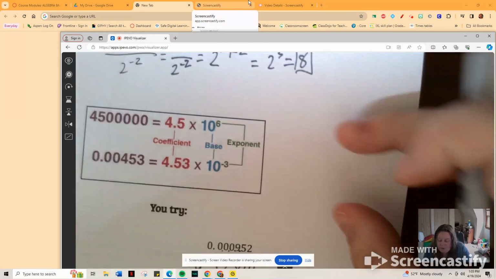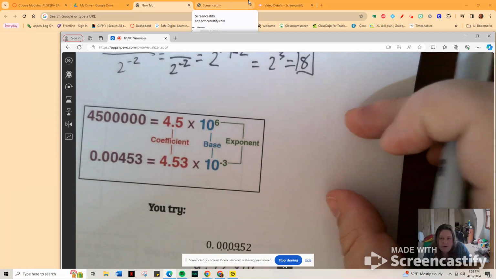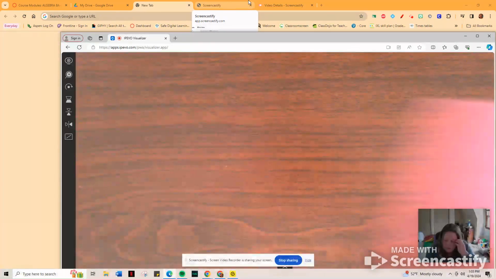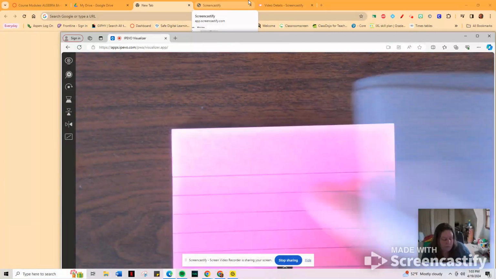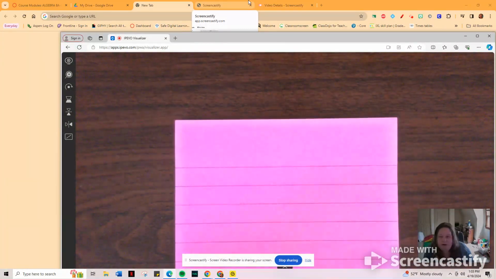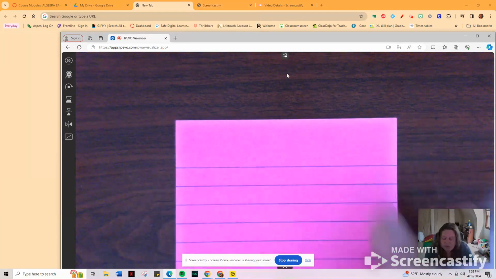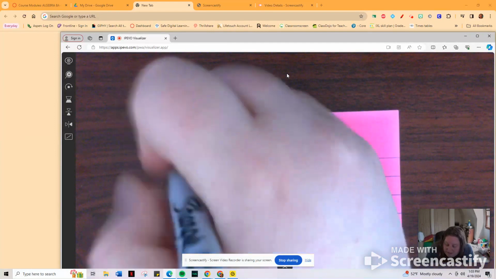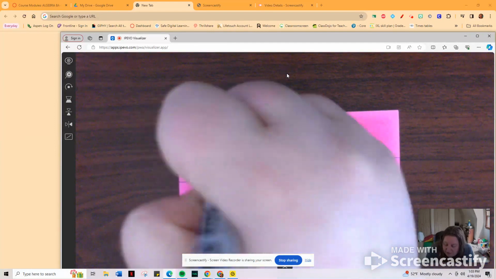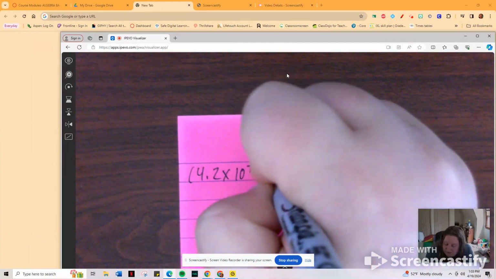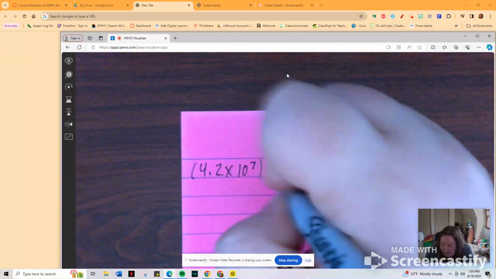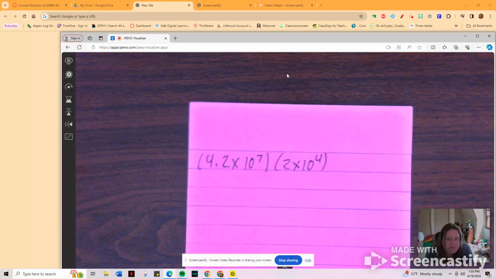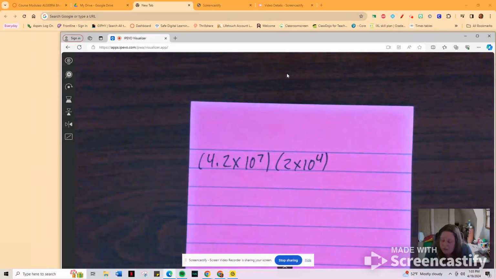Now, I do want to do one more example. You could do this off to the side on your paper if you want to. I'm going to do it on a sticky note. So, not only did we learn about converting numbers between scientific notation and standard form, we also learned operations. So, let's say I have 4.2 times 10 to the 7th, and then multiply that by 2 times 10 to the 4th. Just making this up. This is just a random problem.